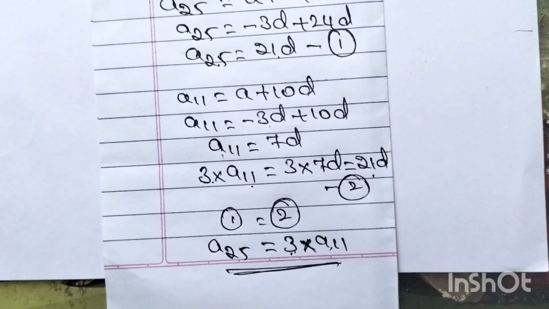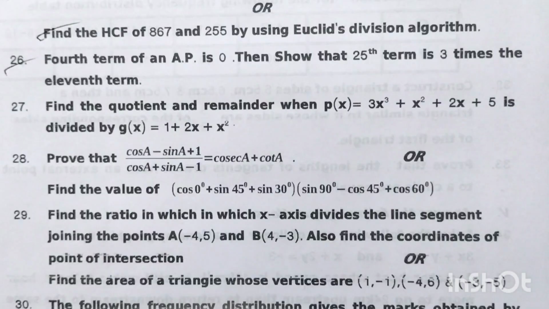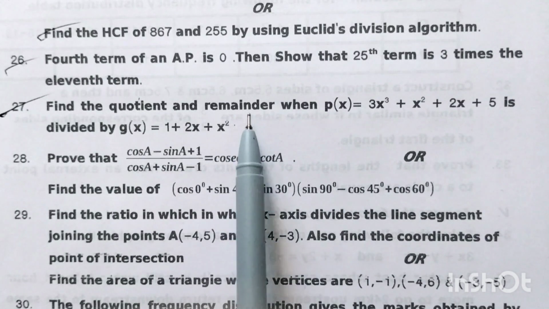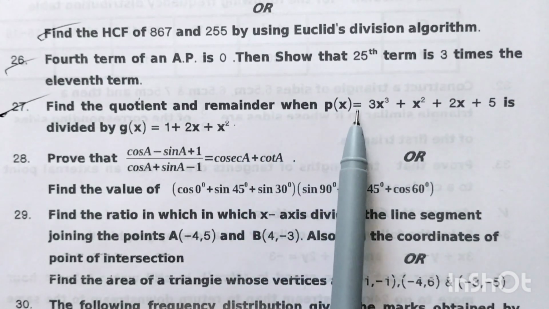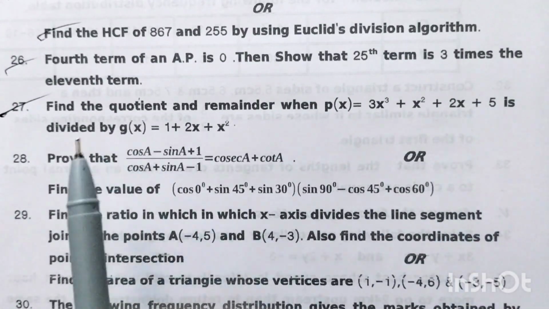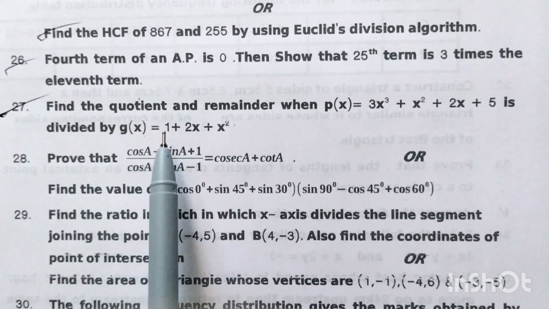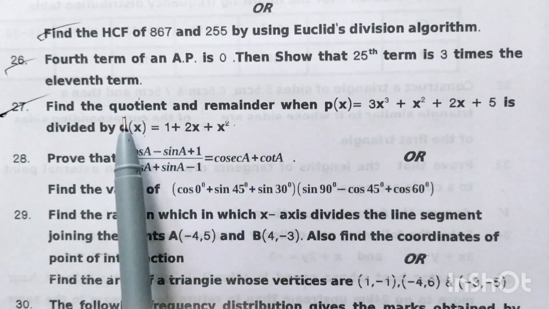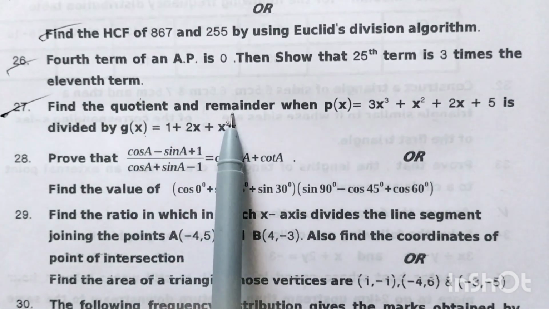Now let us move to the 27th question. So the 27th question is: find the quotient and remainder when p of x is equal to 3x cube plus x square plus 2x plus 5 is divided by g of x, where g of x is equal to 1 plus 2x plus x square. We have to find out the quotient as well as the remainder.